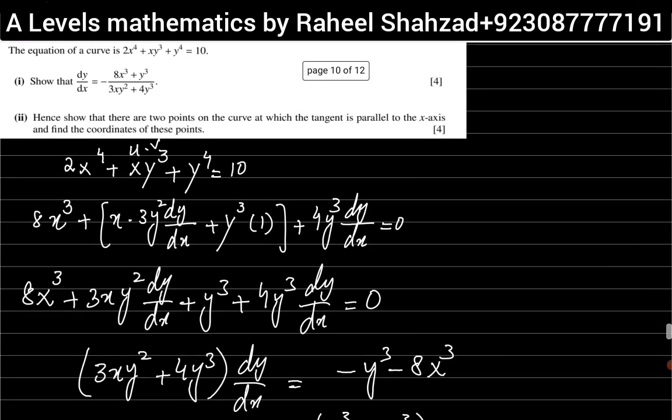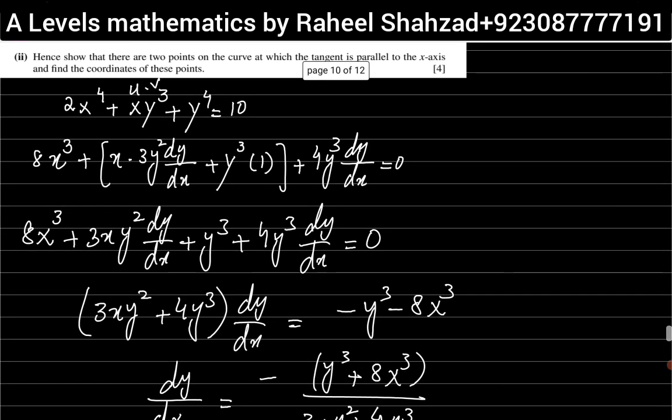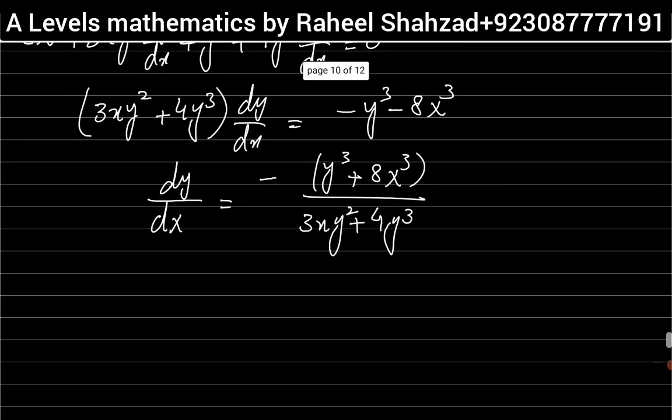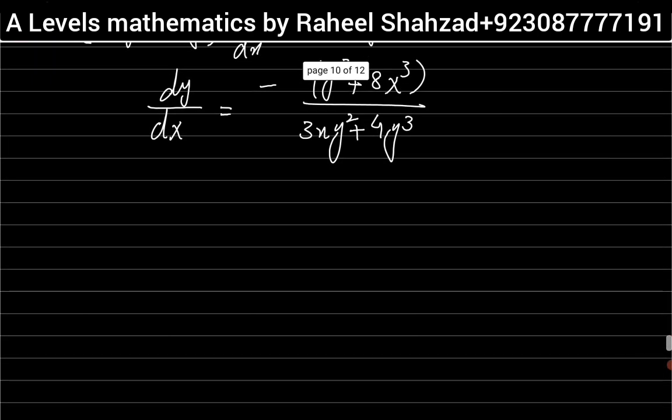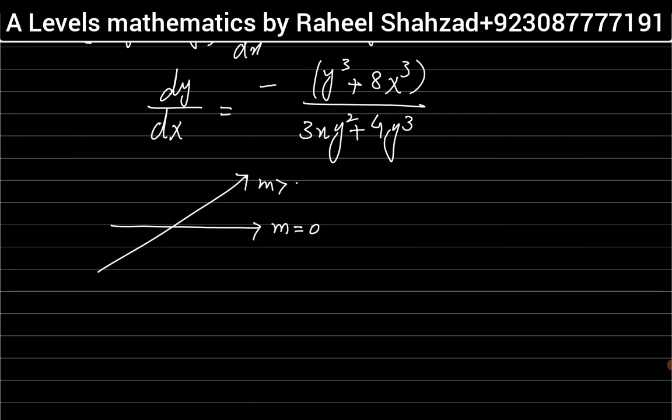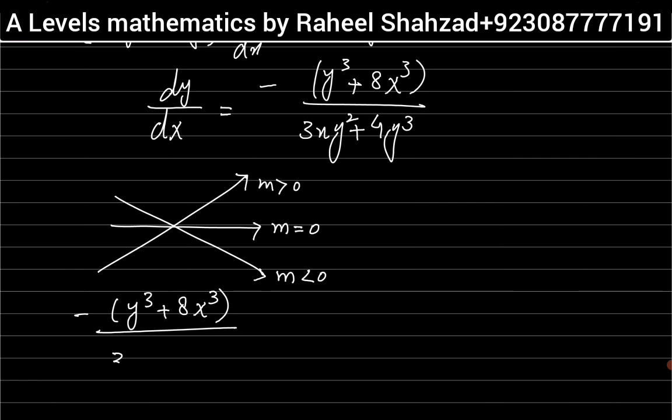Okay, dy/dx. Hence show that there are 2 points on the curve at which the tangent is parallel to the x-axis, and find the coordinates of these points. So if the tangent is parallel to the x-axis, just remember that the x-axis itself has slope 0, right? And there are lines with positive gradients and lines with negative gradients. So we are going to substitute (−y³ − 8x³) divided by (3xy² + 4y³).